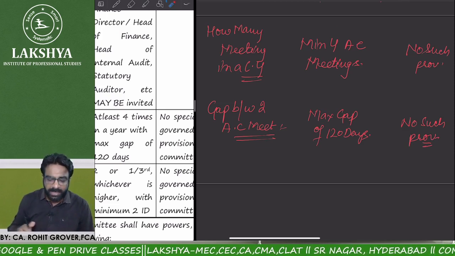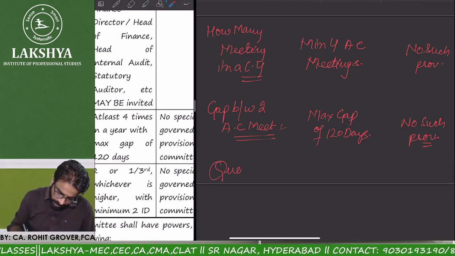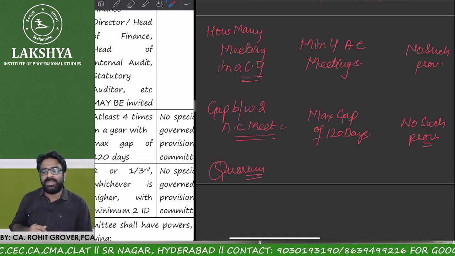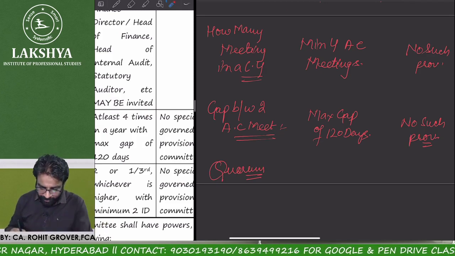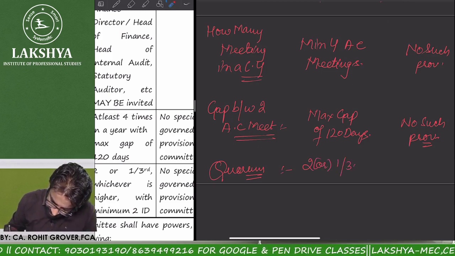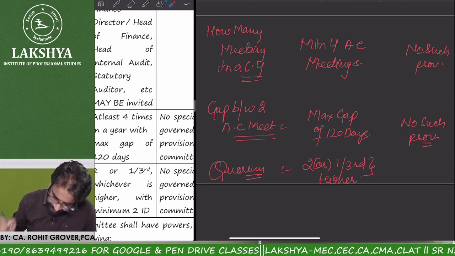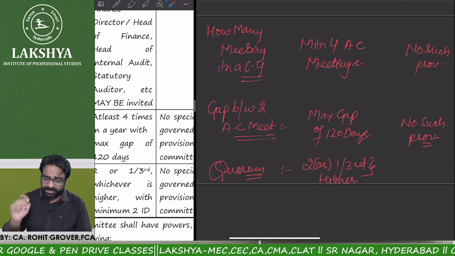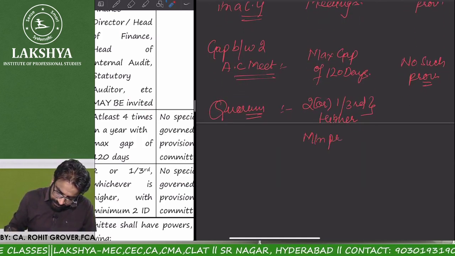What else do you want? And most important thing, quorum. How many people should be present when the audit committee meeting is going on? Quorum means the minimum number of people required to be present in a meeting to make it a valid meeting. How much is a quorum? It is 2 or 1/3, whichever is higher. Whichever is higher. Clear?